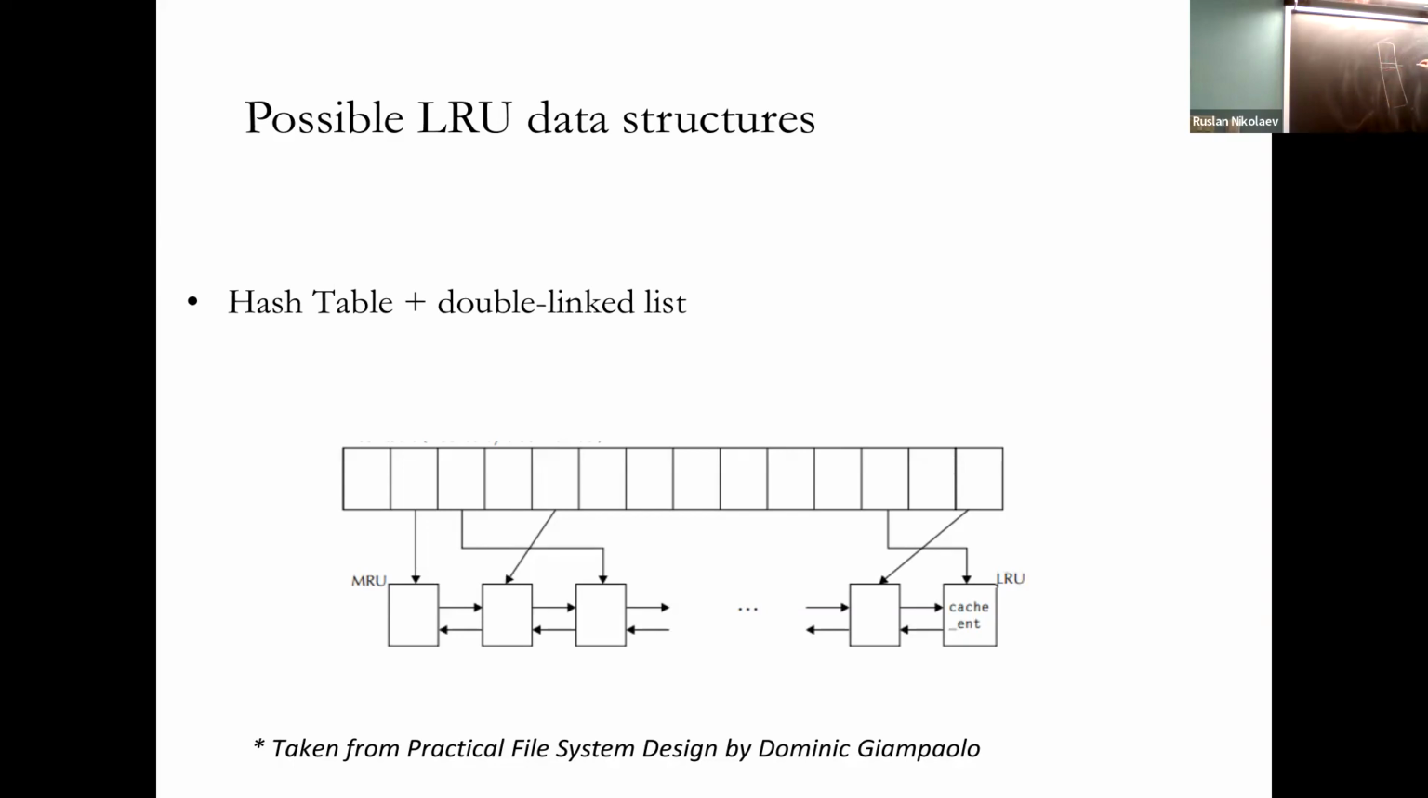So we have a linked list, a double linked list. Why do we need a double linked list? Well, I guess for the same purpose that we use it in malloc. We want to remove an element from an arbitrary position in constant time. So there is an associated double linked list combined with the hash table.